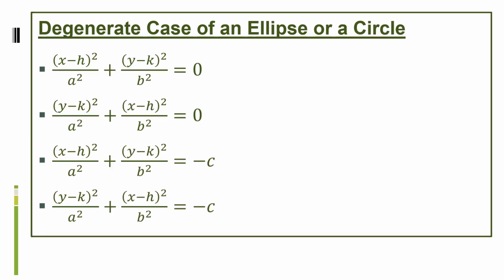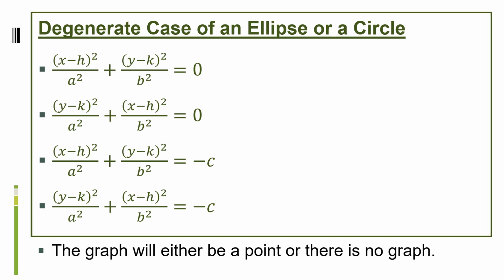For the degenerate case of an ellipse or a circle, so note that doon sa ating standard form, this is equal to 1. Okay? However, kapag degenerate case siya, etong equation na ito will be equal to 0 or equal to a negative number. So kapag ganito na yung lalabas, kapag change natin yung general form to standard form, we are sure that degenerate case siya ng ellipse or circle. So the graph of this will either be a point or there is no graph at all.